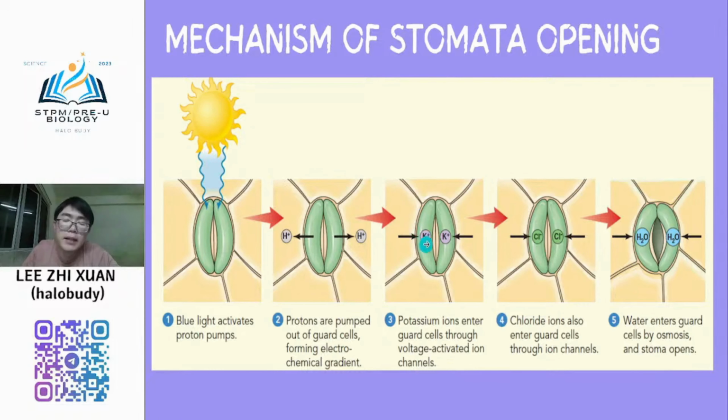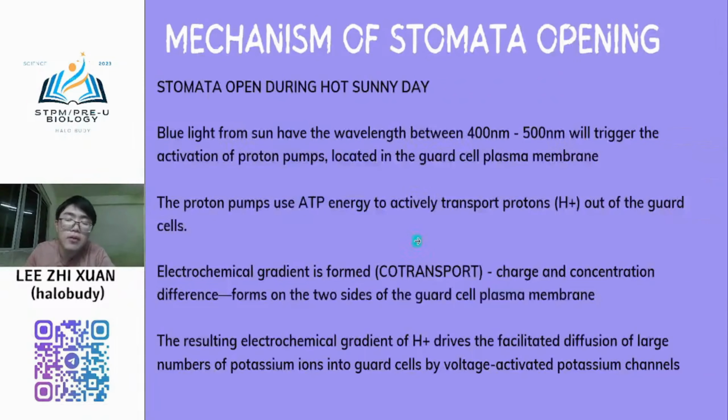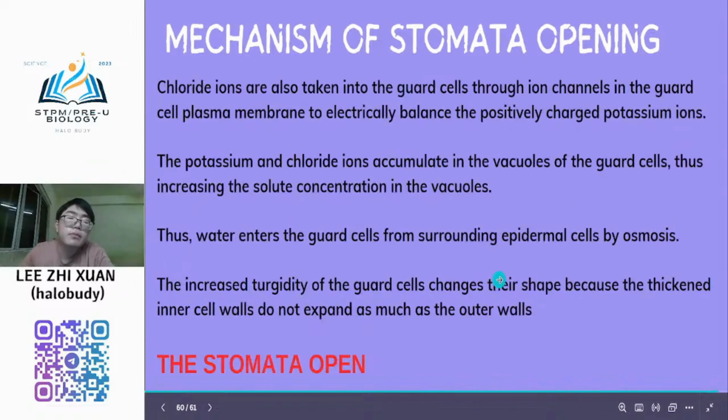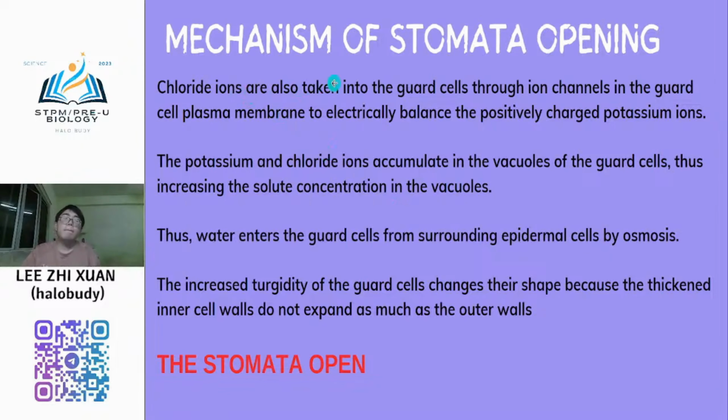So you need to balance the charge. Another positive ion, potassium ion, will enter, not through pumping, but through facilitated diffusion through the potassium ion channel. At the same time, chloride ion will also diffuse into the guard cell to maintain the electrical balance caused by the positively charged potassium ion.